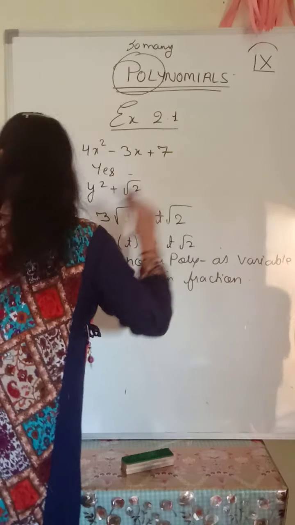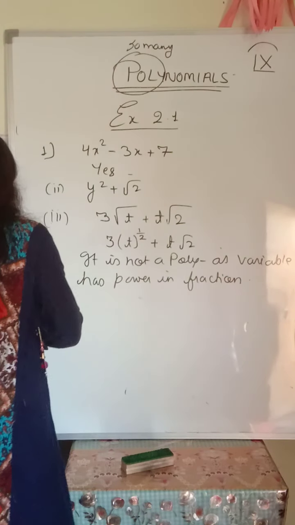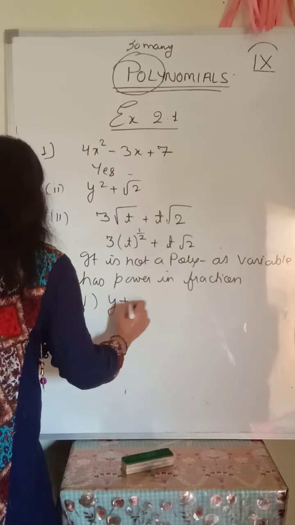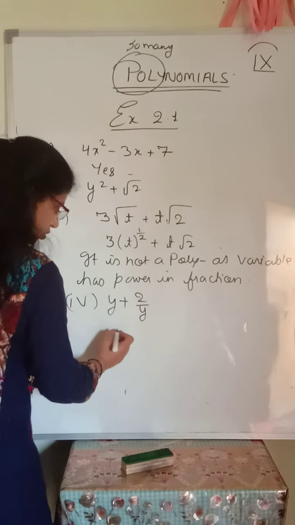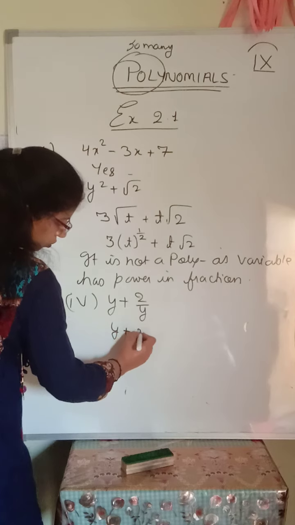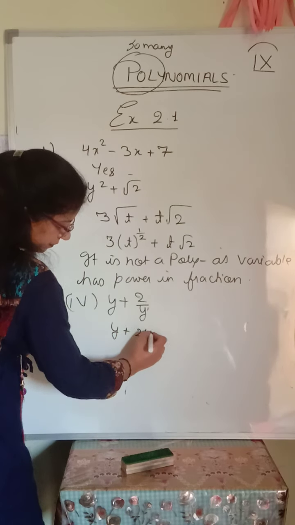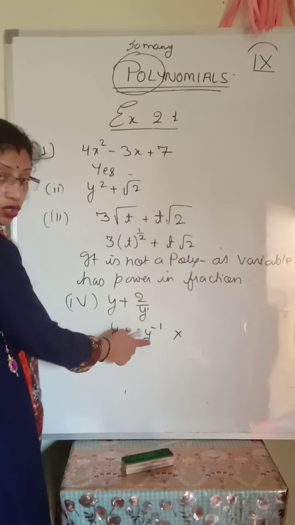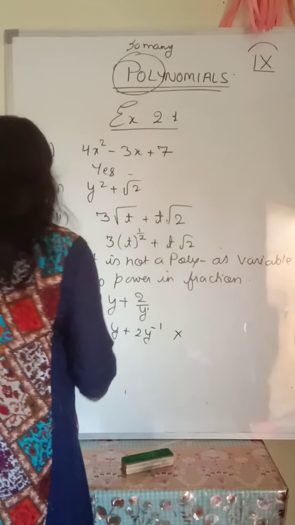Same way, let us take the fourth part, y plus 2 upon y. So let me write it properly. y plus 2 into y raised to the power 1 upon y, bring it upside, y raised to the power minus 1. This is also not a polynomial because the variable has negative power.